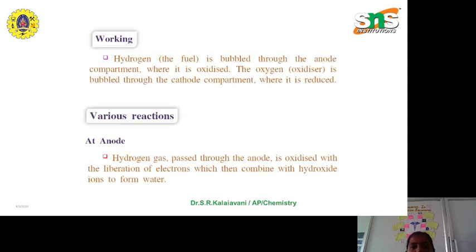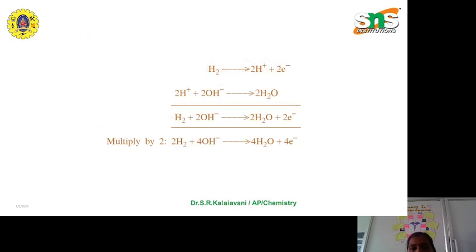Then working. Hydrogen, the fuel, is bubbled through the anode compartment where it is oxidized. The oxygen, that means oxidizer, is bubbled through the cathode compartment where it is reduced. At the anodic part, hydrogen gas is passed through the anode. It is oxidized with the liberation of electrons, which then combine with the hydroxide ions to form water molecules.